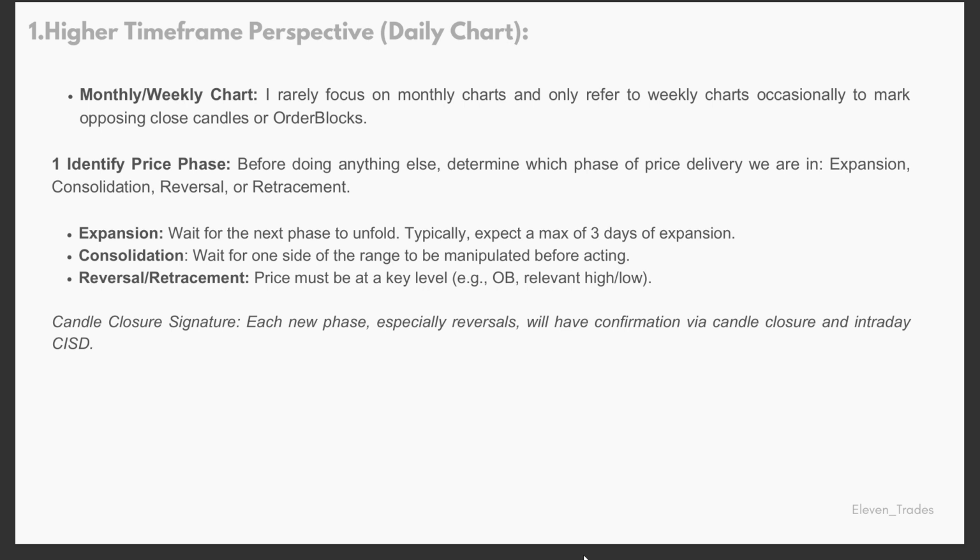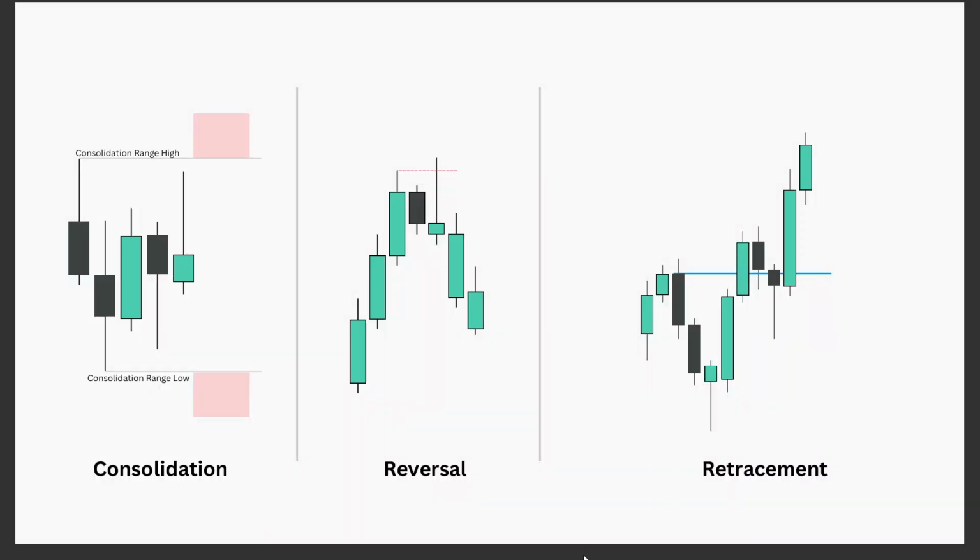If it is a reversal, then it would be at a key level, for example a relevant high, low, or internal range liquidity. And also the daily closures or the next day model will be used with each phase of price delivery to confirm the reversal signature within each phase. So here are the schematics.